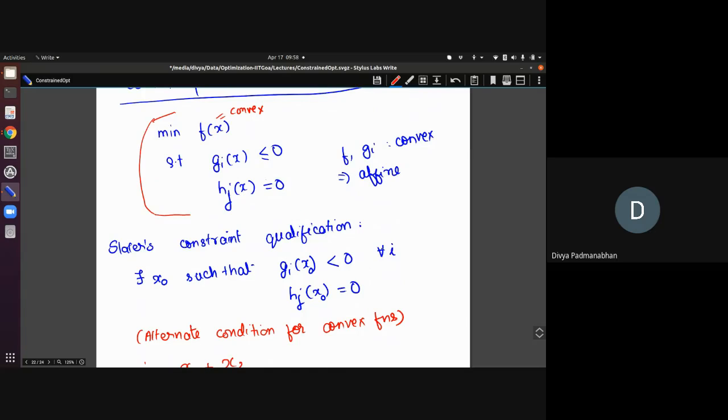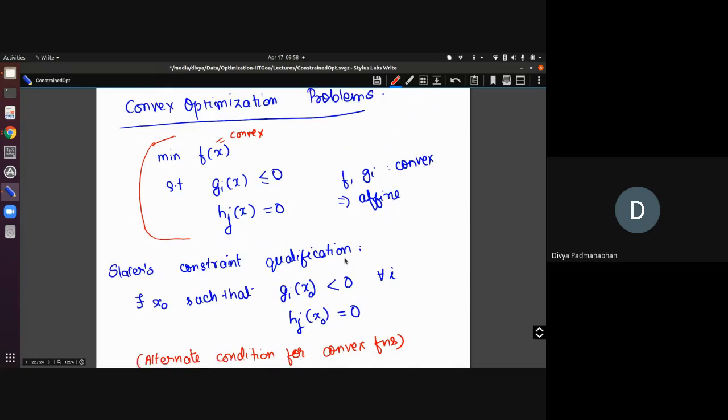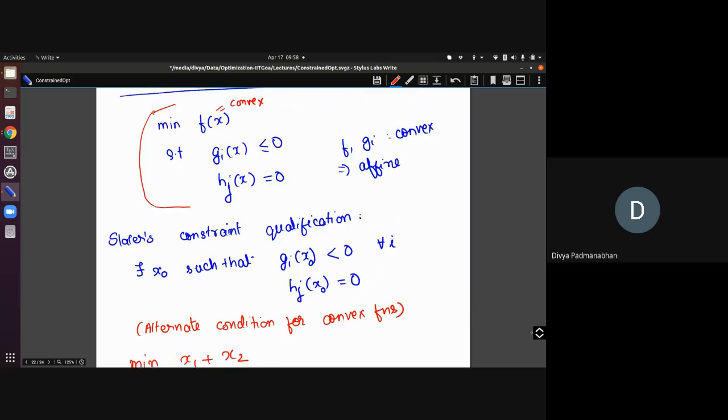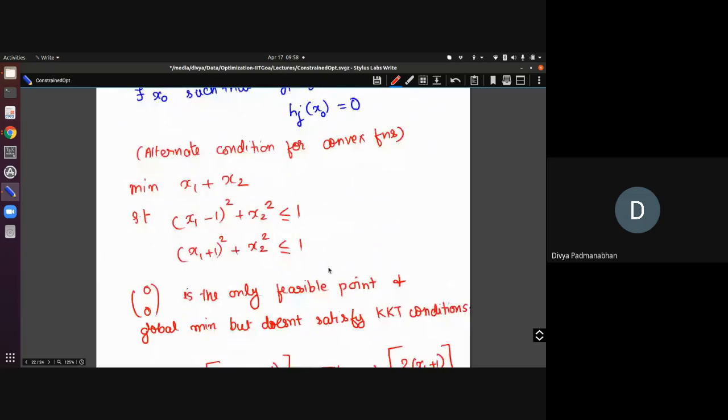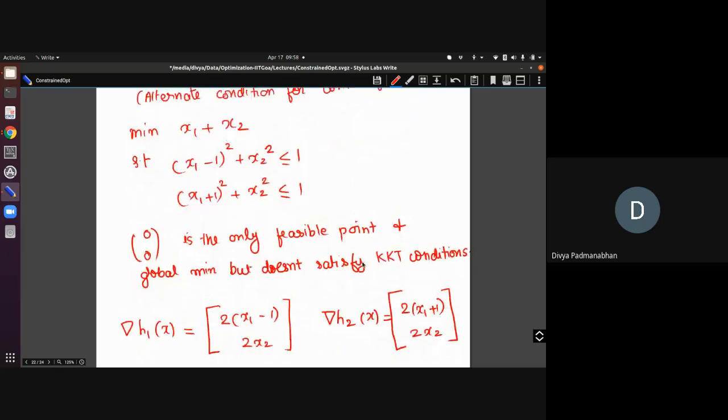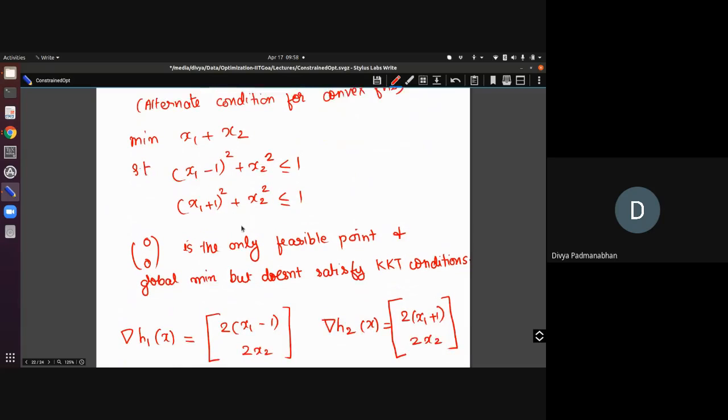Okay, so now for convex optimization problems, instead of regularity, the necessary condition would be that if x star is an optimum and if it satisfies Slater's condition, then the KKT conditions will be satisfied. Okay, so that's in terms of the necessary conditions. Okay, so you can check this with this example here. So this is a convex optimization problem.